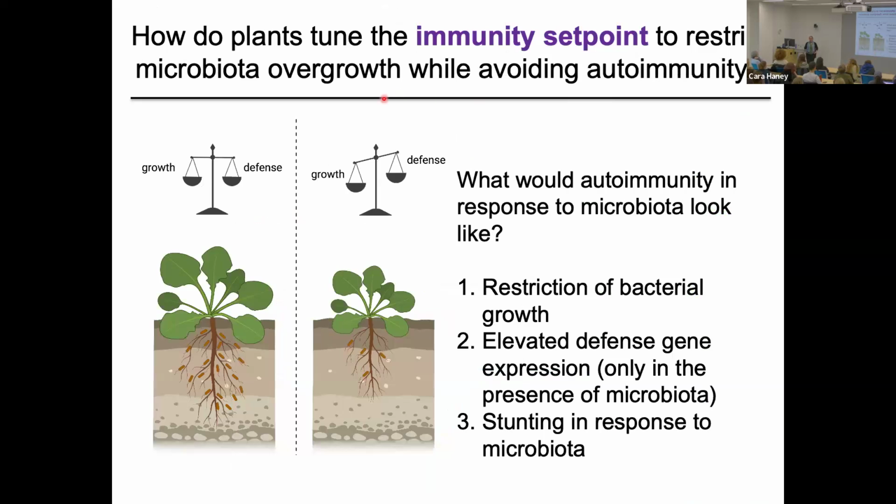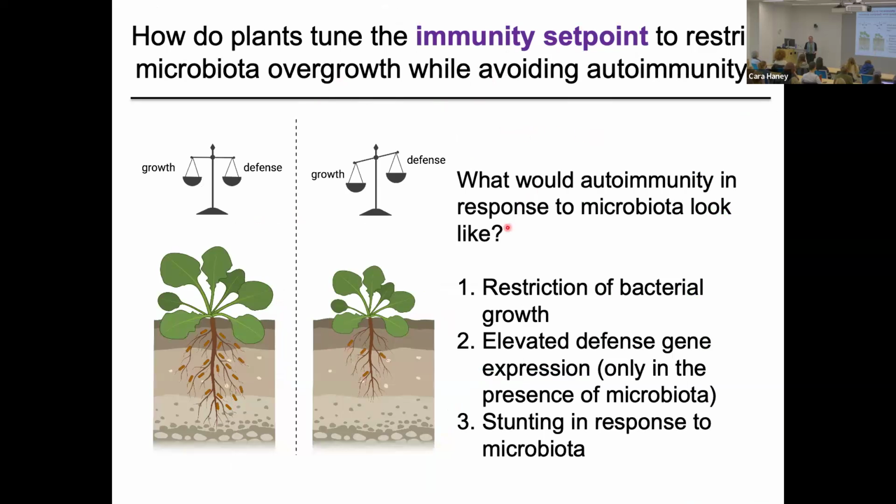So the first story I'm going to talk about is how do plants tune the immunity set point. We approached this through a genetic approach where we asked if we could find an autoimmune mutant, so a genetic mutant that had an inappropriate immune response to the microbiome. And so we asked, what would that look like?